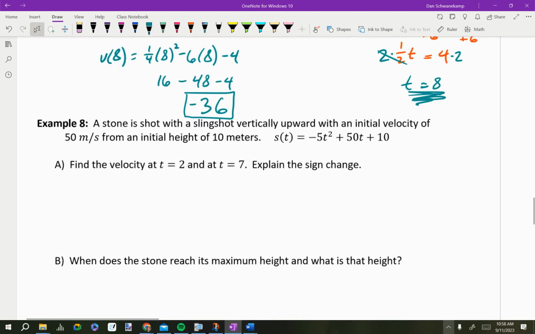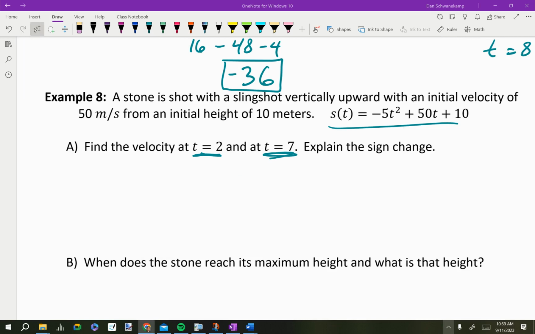Number 8 says a stone is shot with a slingshot vertically upward with an initial velocity of 50 meters per second from a height of 100 meters. So you got this position equation right here that shows you that stone being thrown in the air. Find the velocity at t equals 2 and t equals 7. Do that right now with your neighbor. Go. So if we want to find the velocity at t equals 2 and t equals 7, Cam, what'd you do first here?